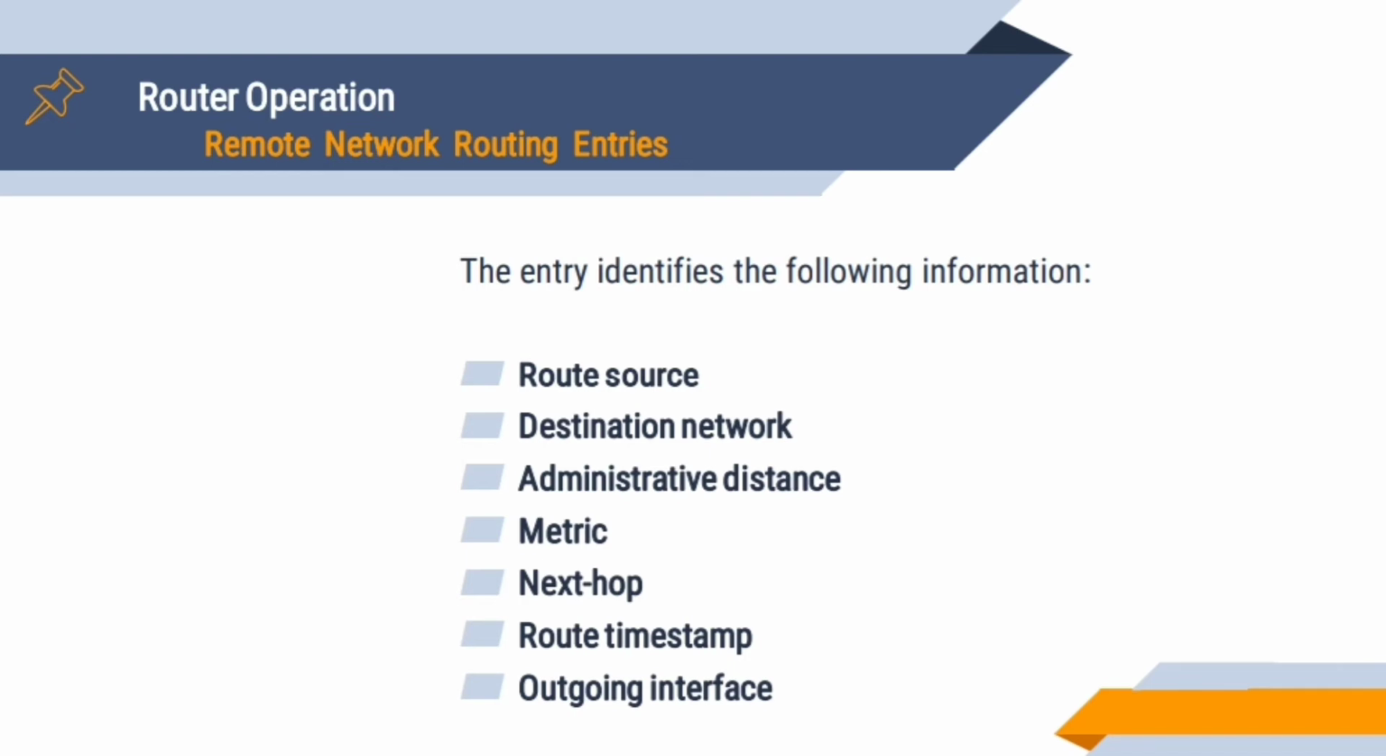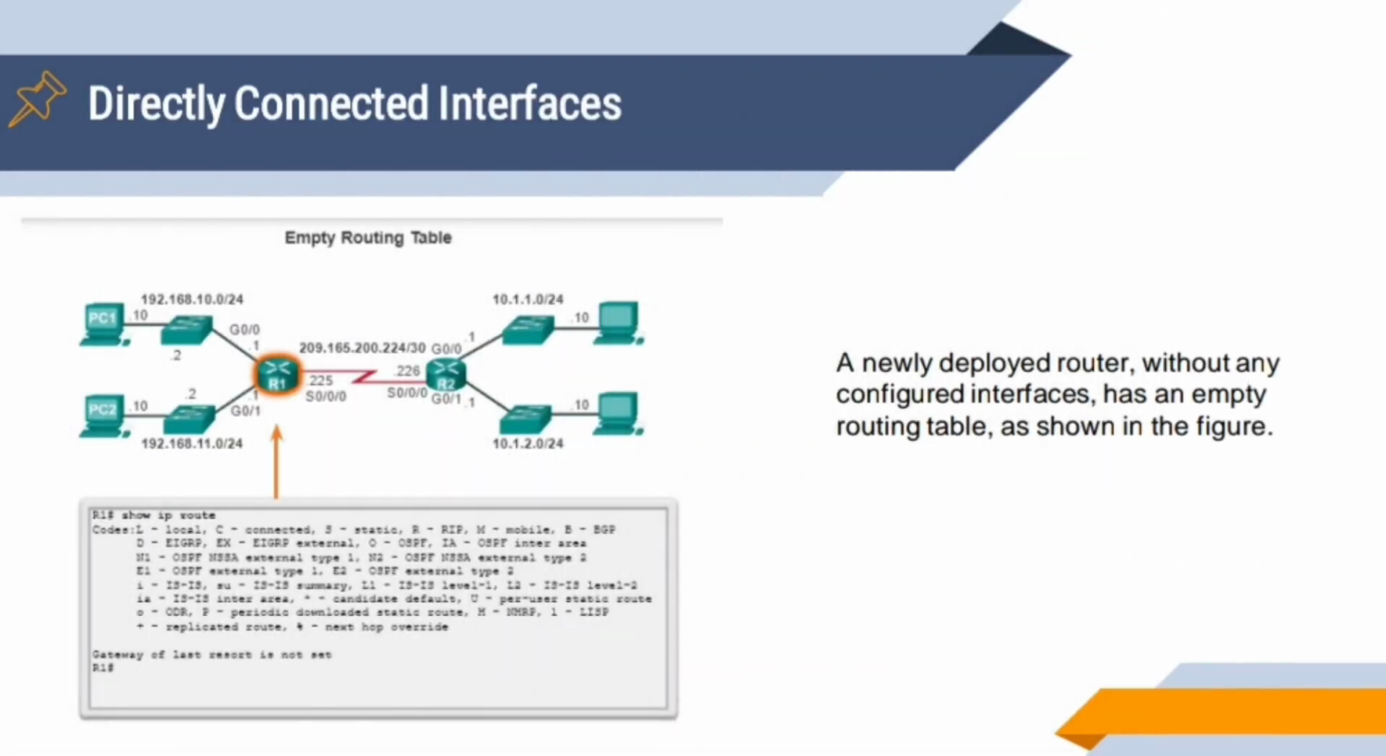Next is next hop, which identifies the IPv4 address of the next router to forward the packet to. Second to the last is route timestamp, which identifies how much time has passed since the route was learned. Lastly is outgoing interface. It identifies the exit interface to use to forward a packet toward the final destination. Next topic is about directly connected interfaces.